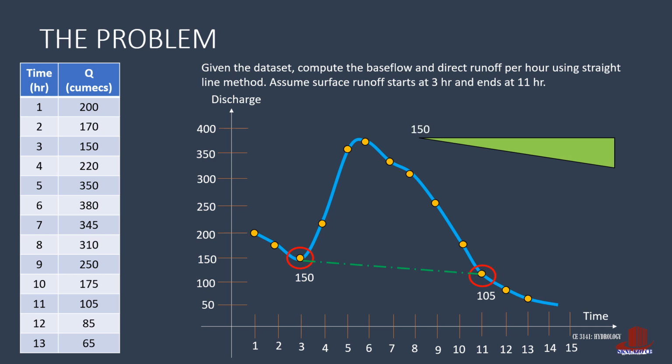One vertex contains 150 QMEX, and the other has 105 QMEX mark. The horizontal span of the triangle is 8 hours. This is from the 3rd to the 11th hours from the dataset. Then the difference from the discharge is 150 minus 105 or 45 QMEX. The base flow is those values at the separator or the bottom of the triangle's line.